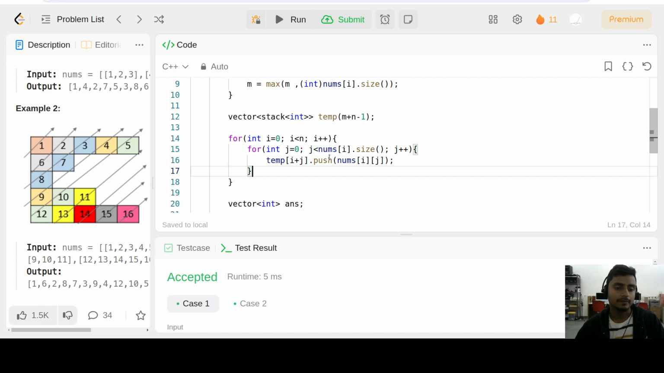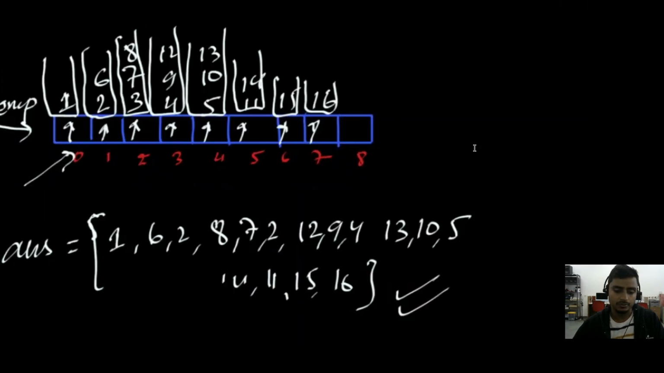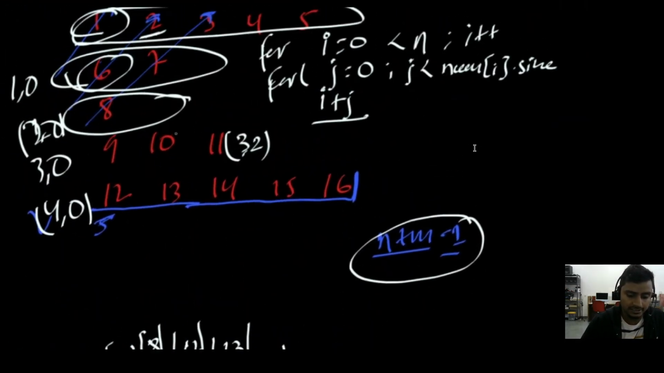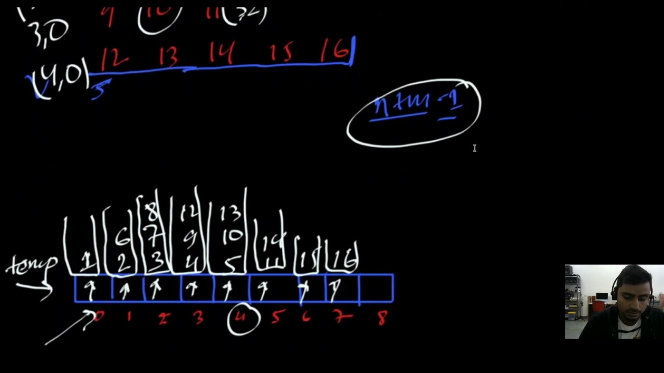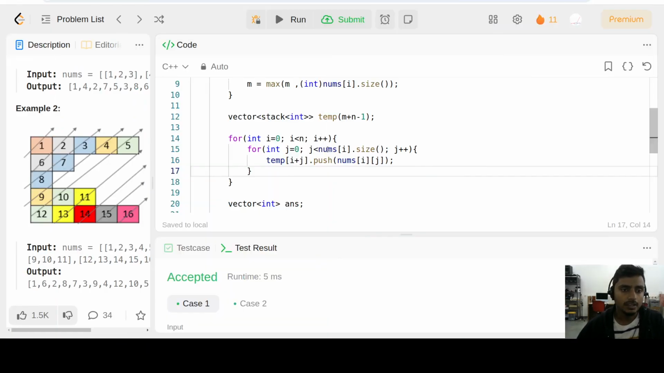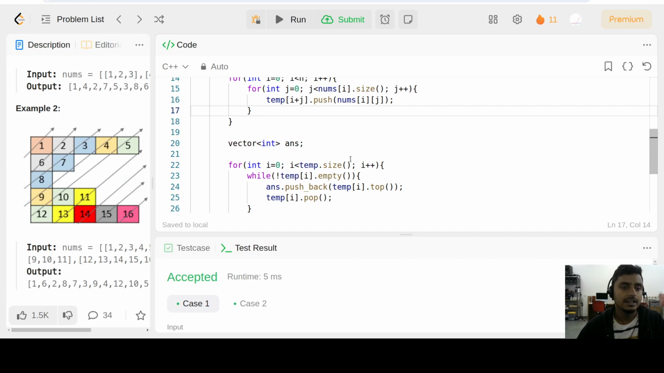For example, suppose we have taken the 10th element. Where are we going to push this element? 10 is at position 3 comma 1 in the array. So 3 plus 1 corresponds to 4, and we'll be pushing this 10 in the fourth stack. If you can see, 10 is pushed over here. We'll be pushing all the elements similarly, and then we'll initialize a vector answer, which is basically a data structure to hold our answer.